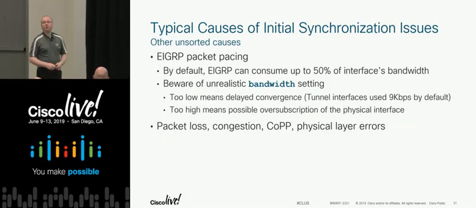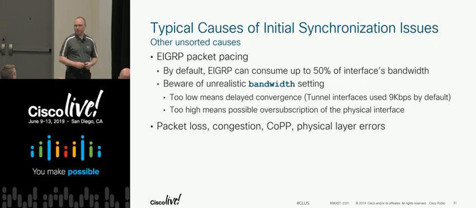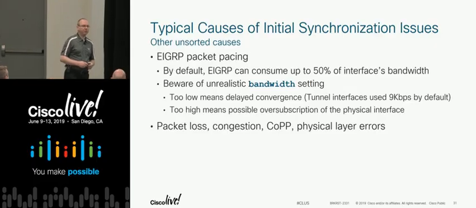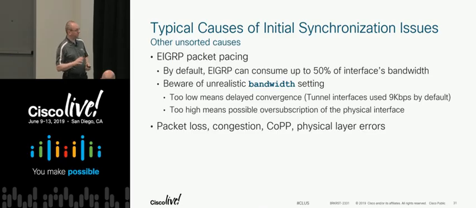What else? Be mindful of EIGRP packet pacing. You know that EIGRP tries to use the bandwidth sensibly on an interface, but at the same time, it's allowed to go by default up to 50%.